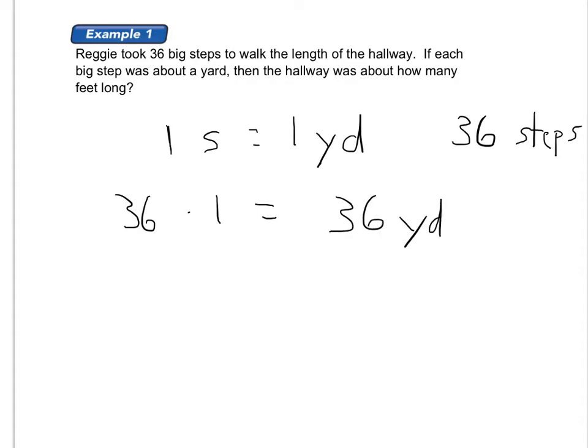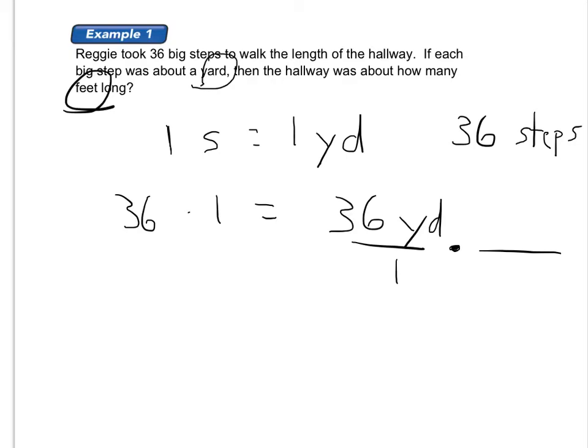But here's the problem. He went 36 yards, but it says how many feet long was the hallway. So I need to take my yards right here and convert them into feet. And here's how I do conversions. I take my measurement I know and I put it over 1. So I know I'm converting 36 yards. And I'm going to use what's called a unit multiplier. The first thing I do is decide, what am I converting? Well, I am converting from yards to feet.